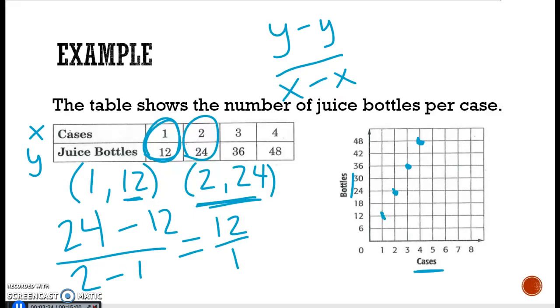If we just had the graph, we would have seen an ordered pair at 1, 12, and another one at 2, 24. This is the exact same information that we pulled out of the table. So if you have a table, you can pull out the ordered pairs, or if you have a graph, you can write what the ordered pairs are where each dot is. Either way, you'll get the same answer. If we were to interpret this problem, we would just say there are 12 juice bottles per one case.